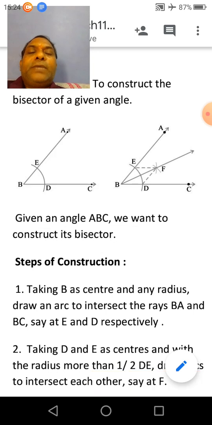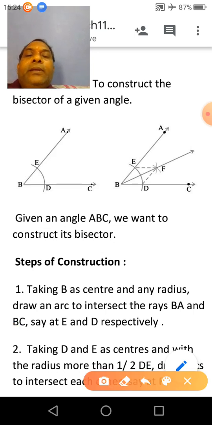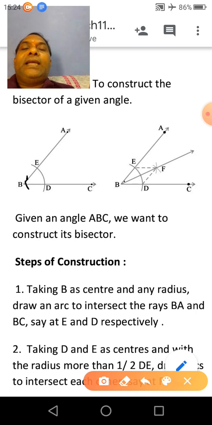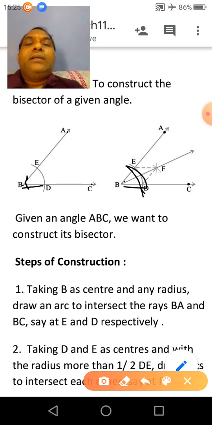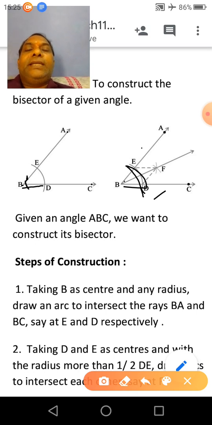So steps of construction: taking B as center and any radius, draw an arc to intersect ray BA and BC at E and D. Radius, this one, and arc which cut BA at the point E and BC at the point D. Clear?